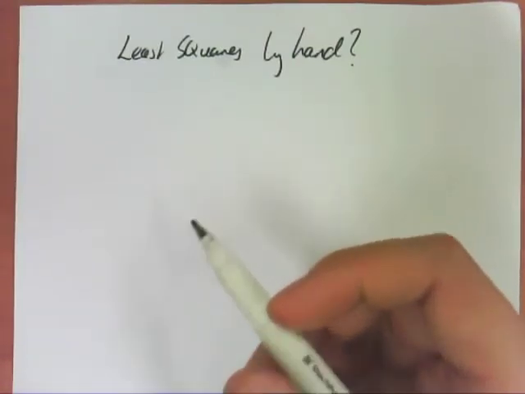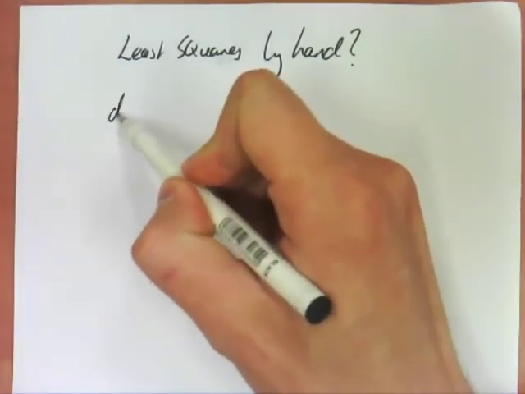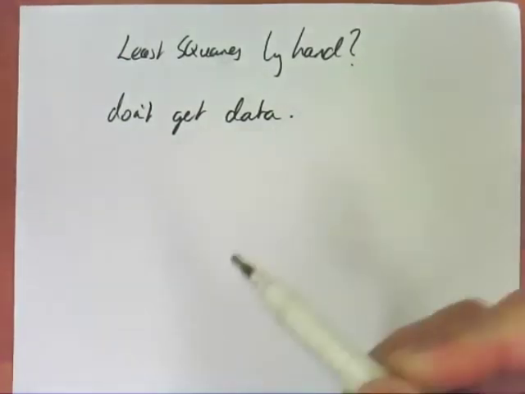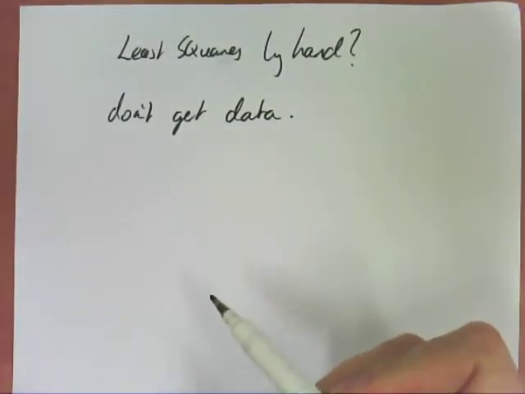Okay, there is a way you can calculate the least squares by hand, but you will still need your CAS calculator. But this happens when they don't give you data. So when you don't get the data to put into your table, what do you do?